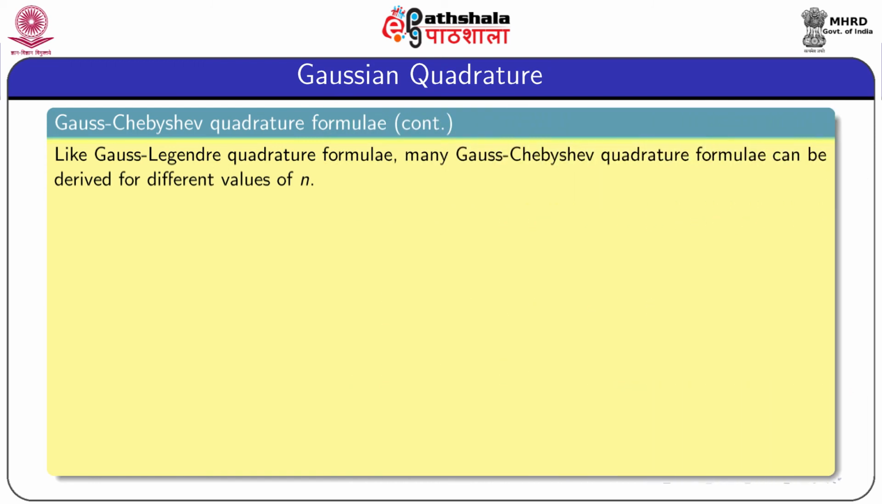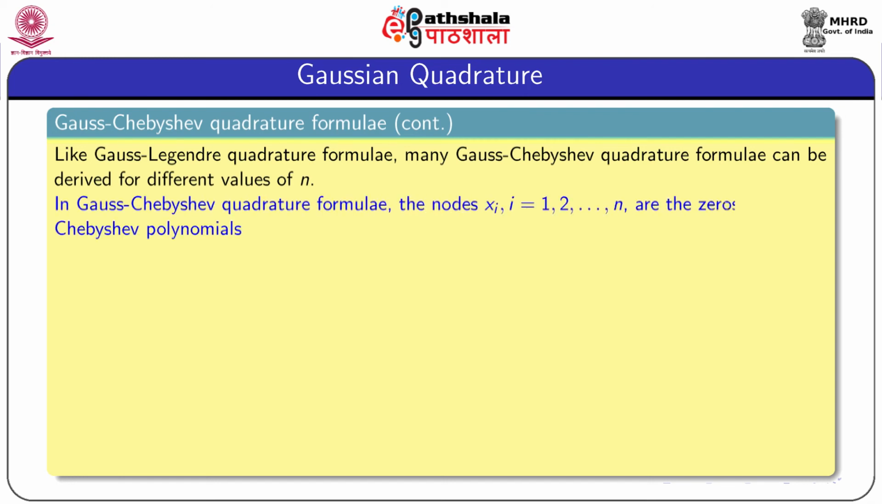Like Gauss-Legendre quadrature formula, many Gauss-Chebyshev quadrature formulae can be derived for different values of n. For n equal to 1, we can derive the 1-point Gauss-Chebyshev quadrature formula. For n equal to 2, you can derive the 2-point Gauss-Chebyshev quadrature formula and so on. In Gauss-Chebyshev quadrature formula, the nodes xi are the zeros of the Chebyshev polynomial.